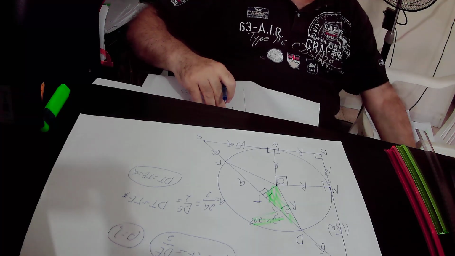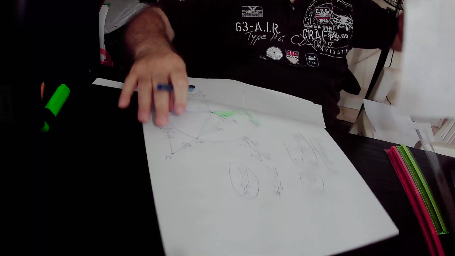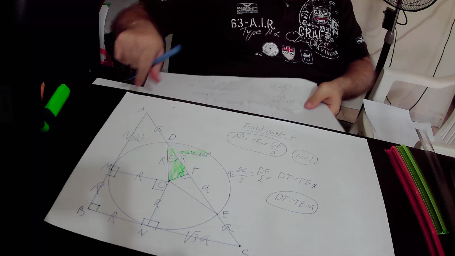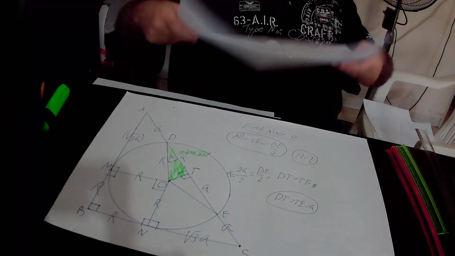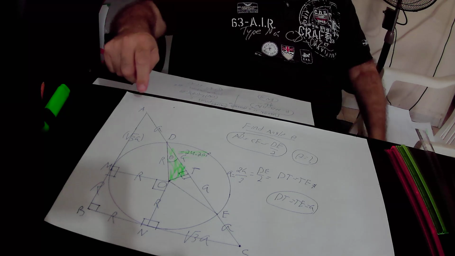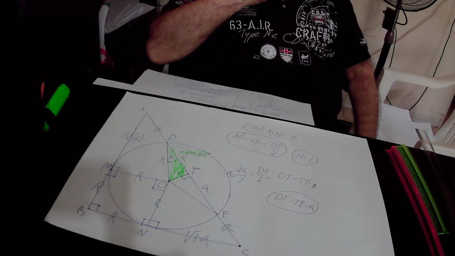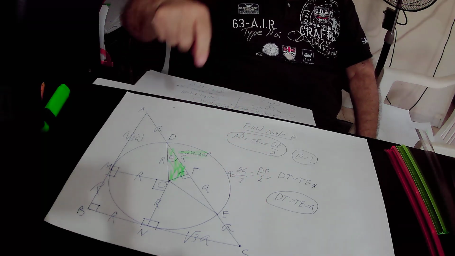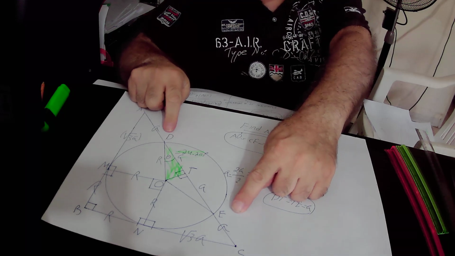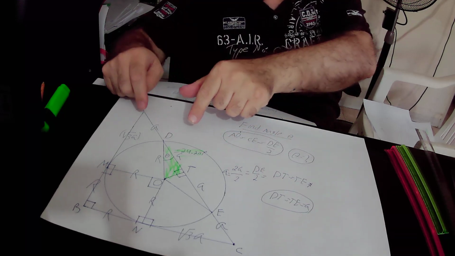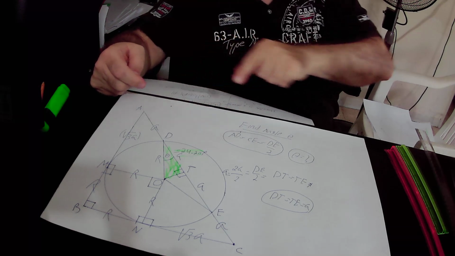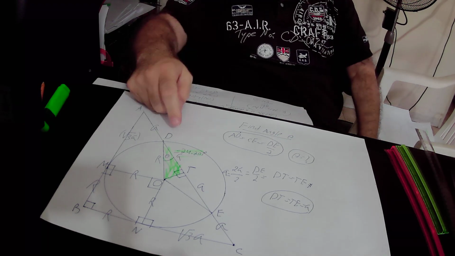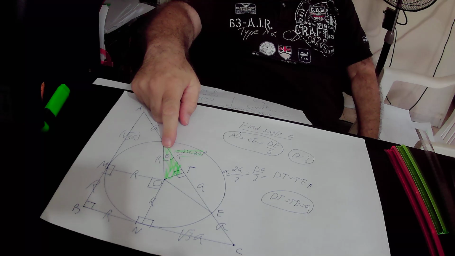So, in the drawing, we have a right triangle, triangle ABC. Inside the triangle ABC, we have a circle, and we know that AD equals EC, and DE is twice as long as EC, and it is also twice as long as AD. AD equals CE equals DE over 2, and our mission is to find the size of this angle, angle theta.